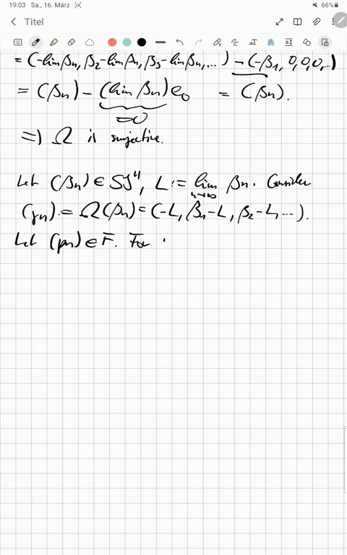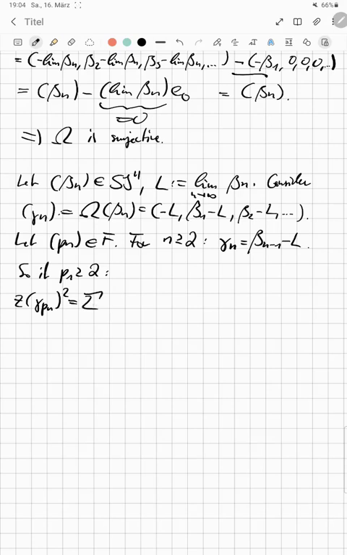Now for n being equal or bigger than 2, we know that gamma n is the same as beta n minus 1 minus L. We just see that. So if P1, our first index, is greater than or equal to 2, we know that Z of gamma Pn squared is just the sum right here. If we now put this in, which holds because all our indices are greater than 2, we get the following sum.